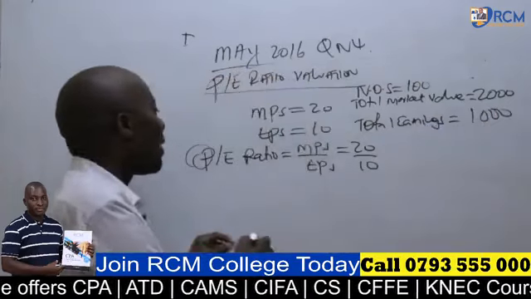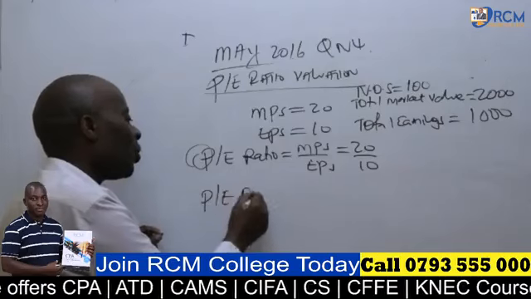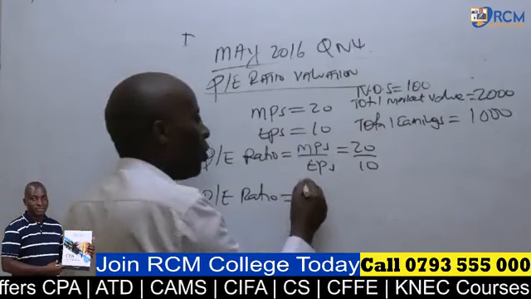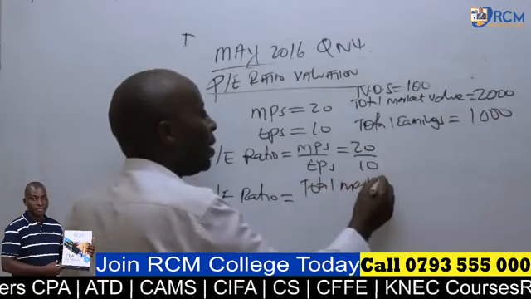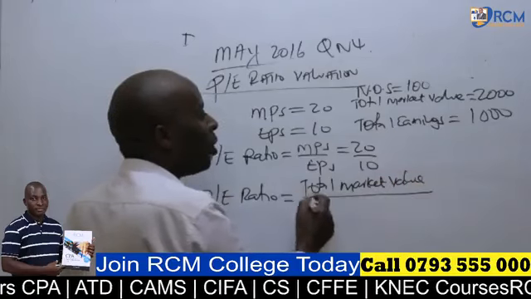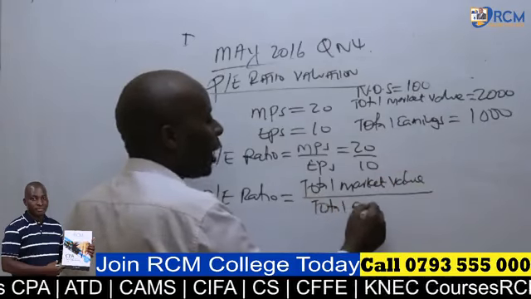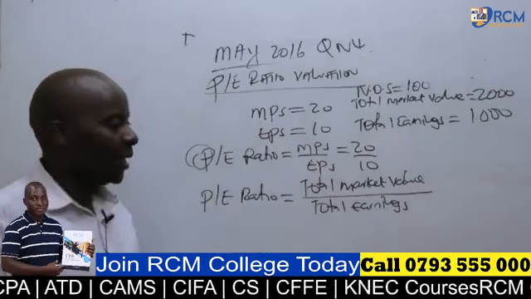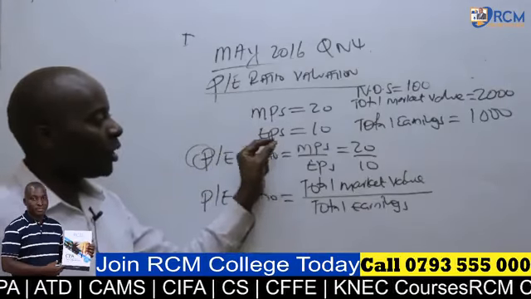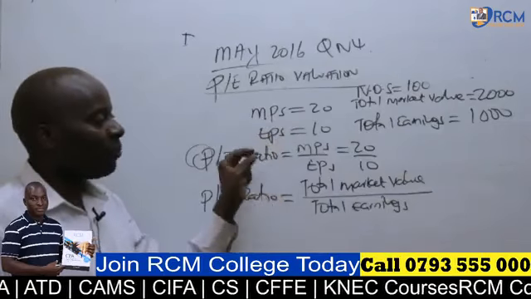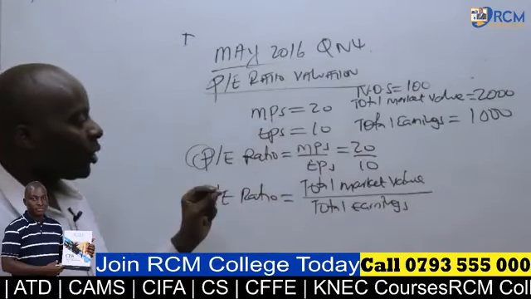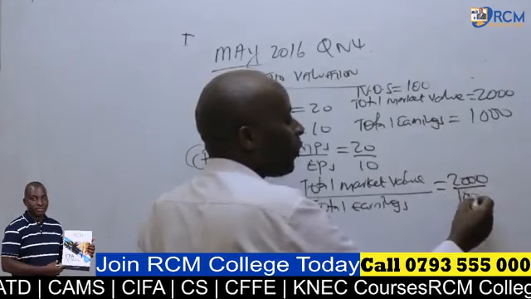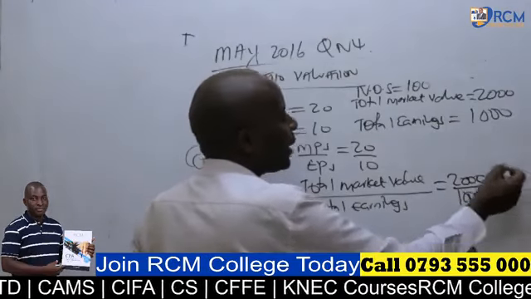And that is why we are saying that in terms of totality, the PE ratio will be equal to total market value all over total earnings. Total market value all over total earnings. So you could either decide to work with figures on a per share basis or totality. So the total market value is 2,000 all over total earnings of 1,000, which will end up giving us the same two.